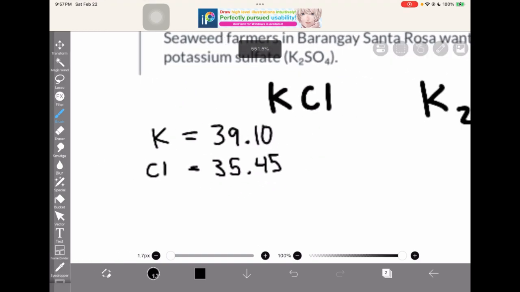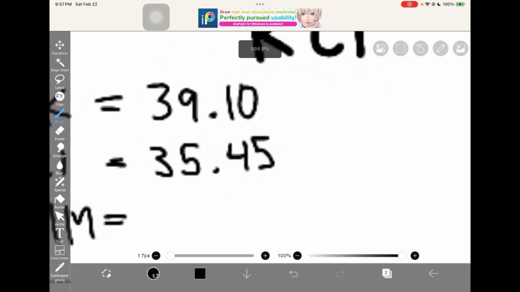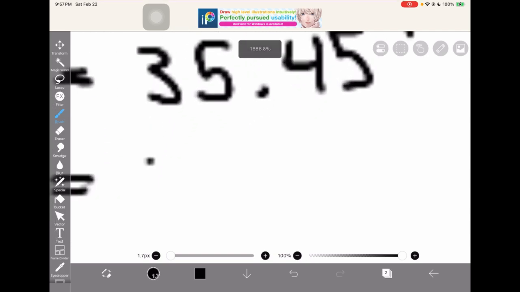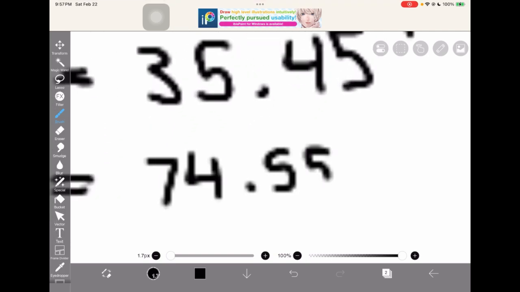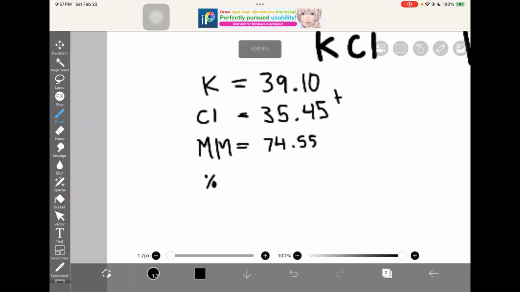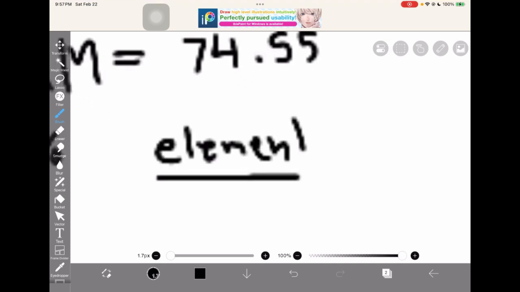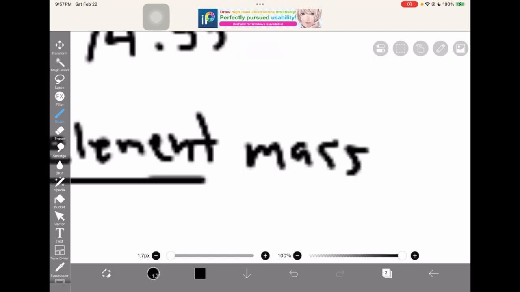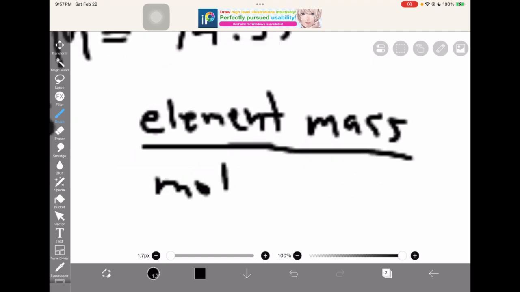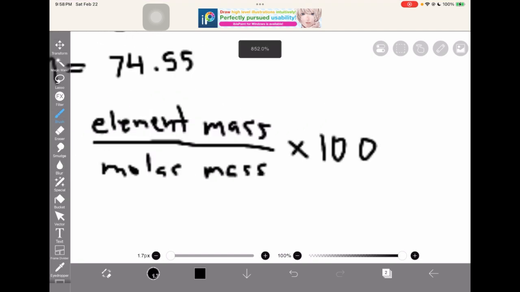And then Cl, chlorine, we have 35.45. And since we don't have any numerical coefficients, we can just go to the molar mass straight away, which is equal to, let's type that in our calculators, 39.10 plus 35.45, that's equal to 74.55. Now, to find the percentage formula of a given element in a compound, we just put element mass over molar mass times 100.